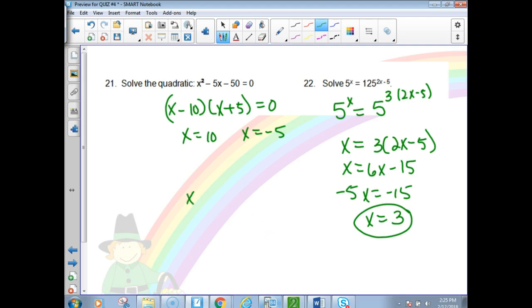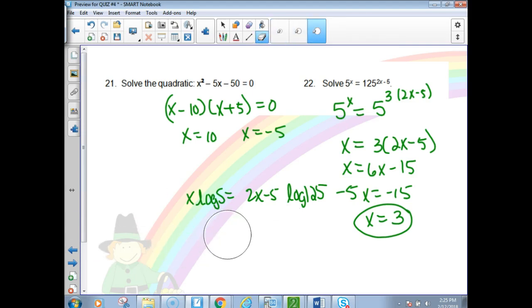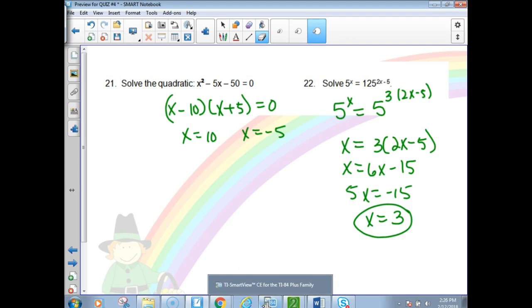Did you do this? This is a pain. Because then you'd have to do x over 2x minus 5 equals, then it'd be icky. I don't like doing it like this. It's messy. If you type it on the calculator, it's 3.